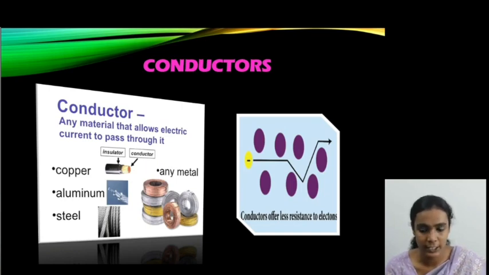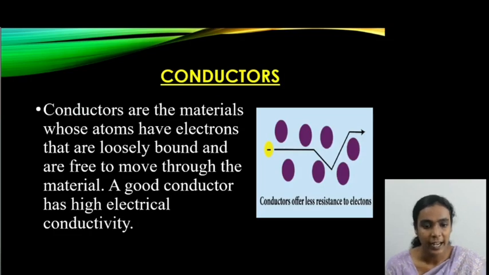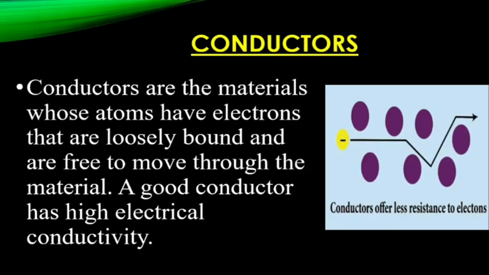Conductors are the materials whose atoms have electrons that are loosely bound and are free to move through the material. Since the electrons are very loosely bound, they can move here and there, so it is a good conductor and has high electrical power.